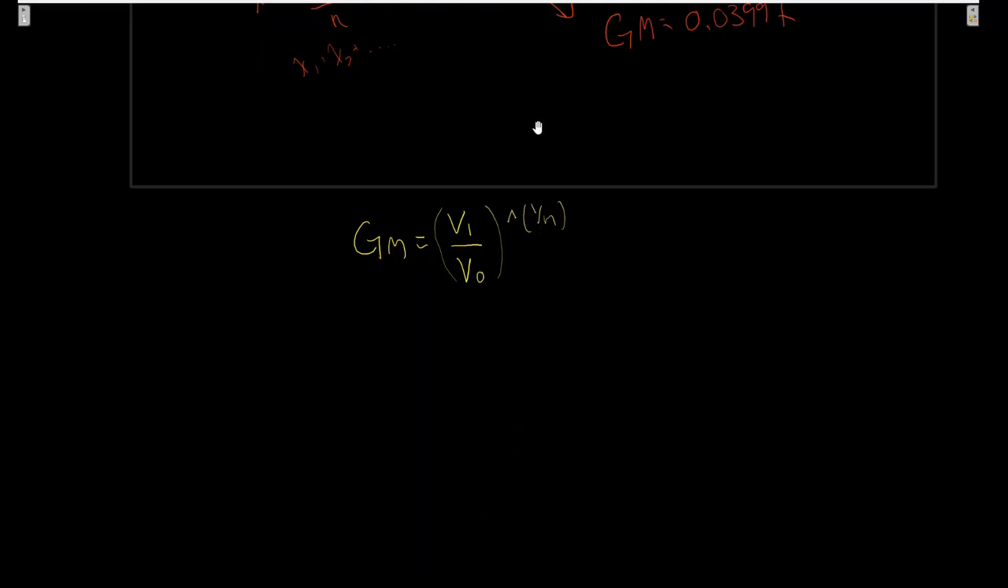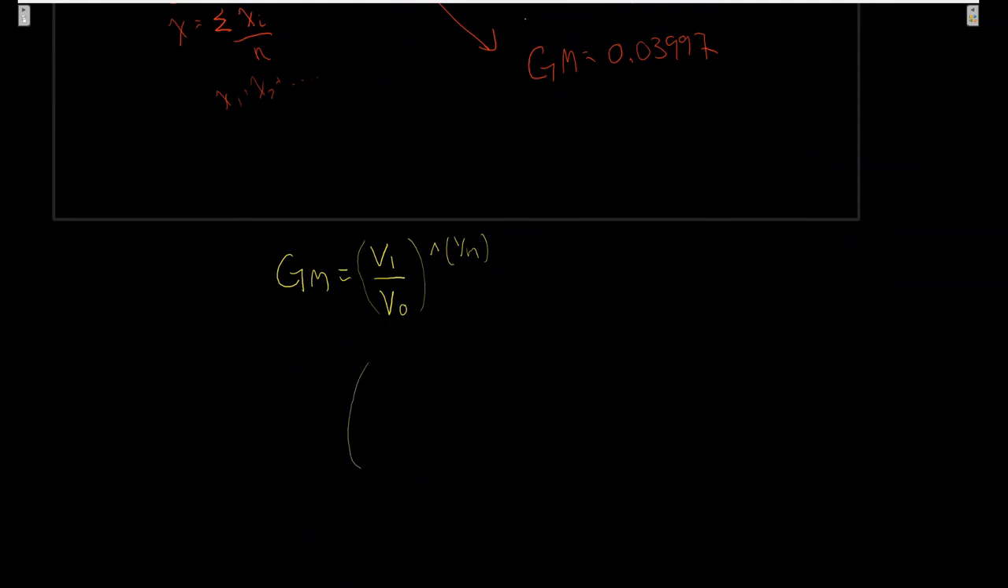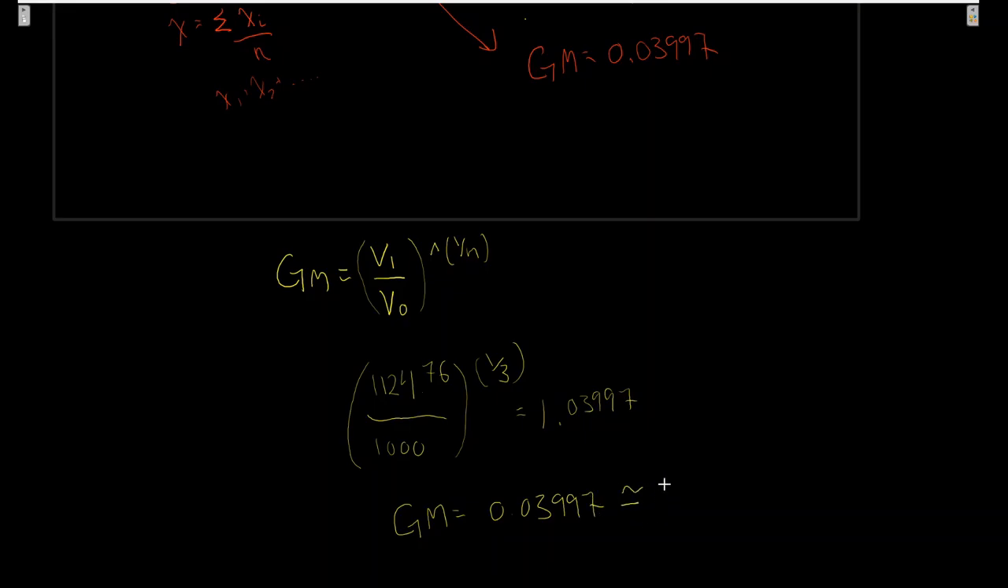So if we wanted to work this out, we can go back up and grab the information. These values aren't with respect to these returns, it's with respect to the rate at which our money grew. So our initial value, V0, was 1,000. Our value at the end was 1,124.76. So let's work that through. We have 1,124.76 all over 1,000 to the power of 1/3. If we work this out, we get again 1.03997. So again, this is saying we get that 100% return on principal plus an additional 3.997%. So we can work out our geometric mean as just 0.03997. This is truthfully essentially 4%, same as the result we got up here.